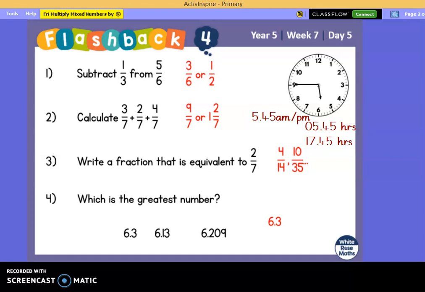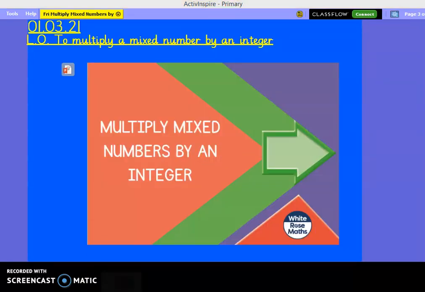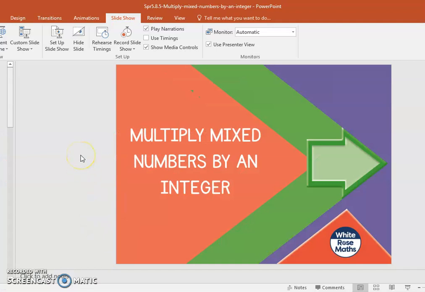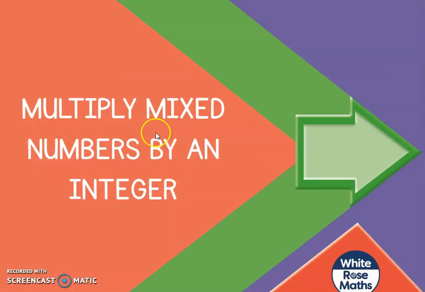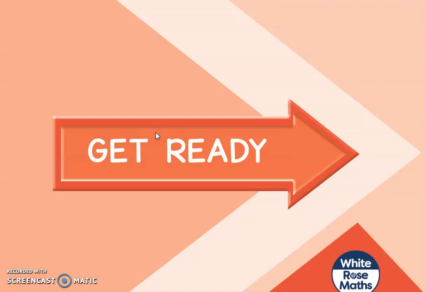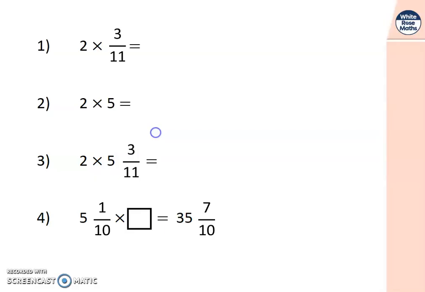Let's move into today's learning. So, last lesson we looked at multiplying unit fractions or non-unit fractions by an integer. And remember, integer means a whole number. Today we're going to multiply mixed numbers by an integer using the same skills. Here are your get ready questions. Pause the video while you have a go at them.